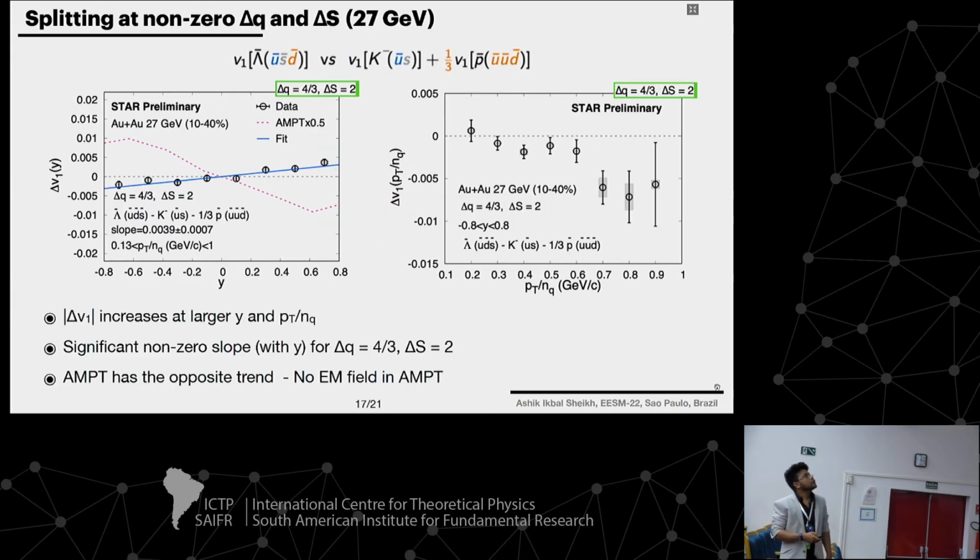Now move on to the non-zero delta Q case. Here delta Q is equal to 4/3. On the left-hand side, this is the delta V1 as a function of rapidity, and on the right-hand side, the delta V1 as a function of pT over nq. Most interestingly, for non-zero delta Q, we have a larger value of the splitting delta V1 at larger rapidity as well as larger pT over nq. We have also compared with a model that has no electromagnetic field, and we can see that this model has just the opposite trend as seen in our data.